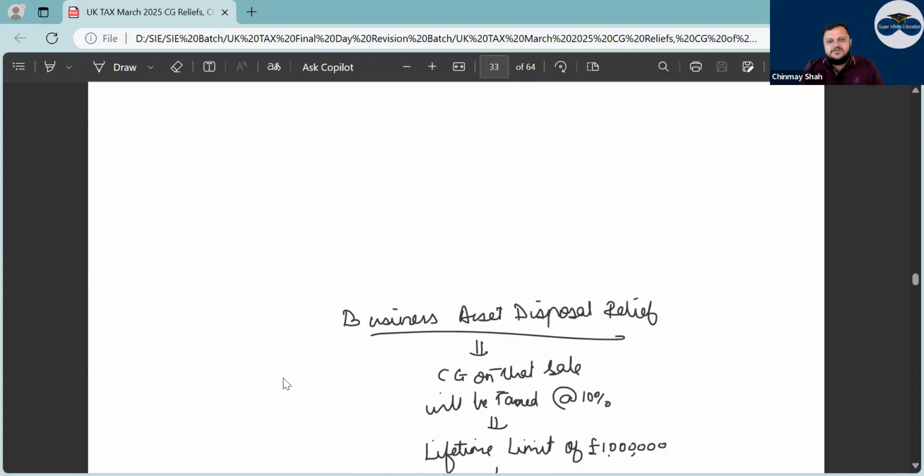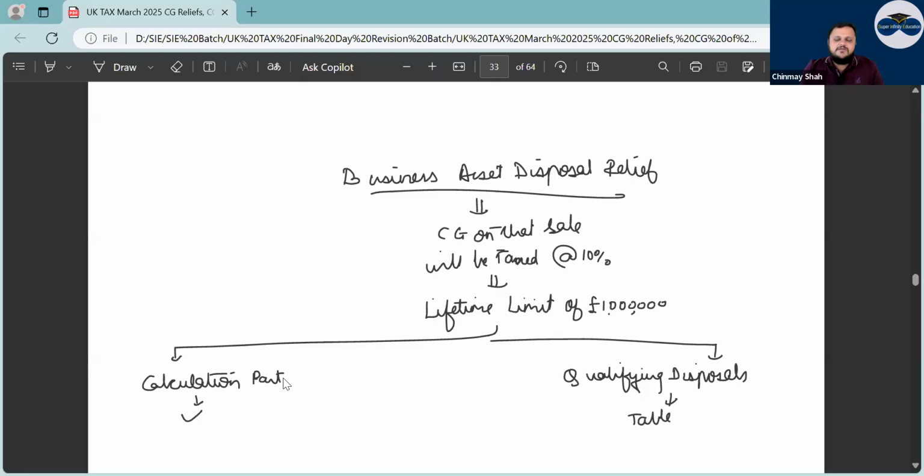Then you have business asset disposal relief. What is BADR? Have a look, right? CG on sale, that will be taxed. So BADR is not a relief.